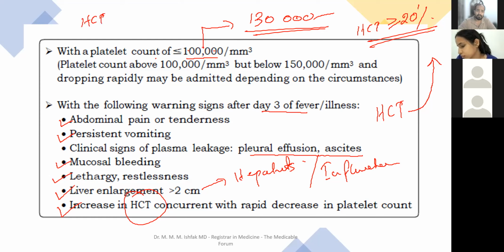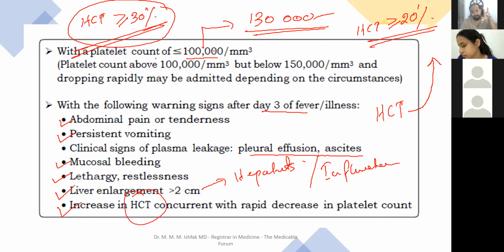If the hematocrit rise is more than or equal to 30% of baseline, be very worried, because this is compensated shock. This is compensated shock, right? So these are the warning signs you have to look at for admitting patients during the febrile phase.